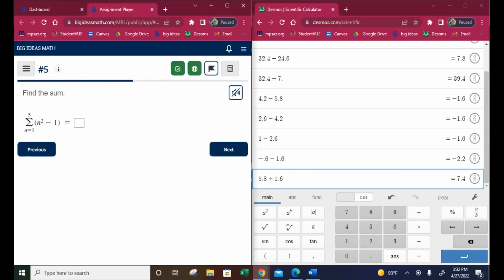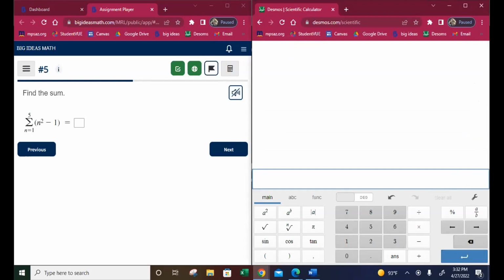Okay. This one is easier to do. So let's go to that calculator on the right. It might be good to clear out everything you've got there. There's a clear all button there. I don't know if it'll do this. Type in n equals 1 and hit enter. Now type n squared minus 1. Okay, hit enter.